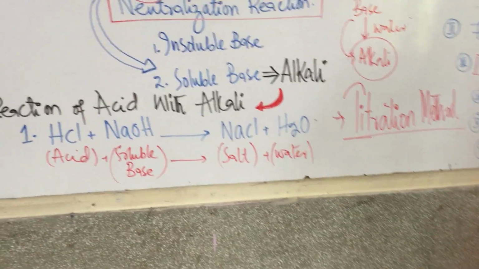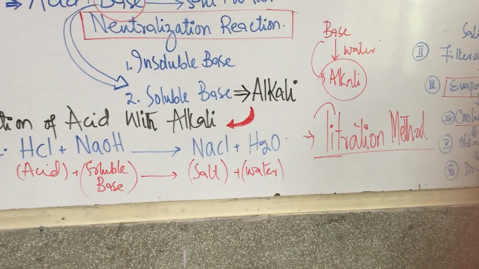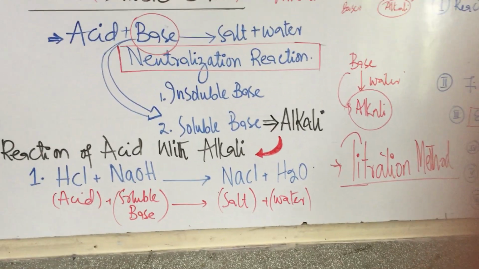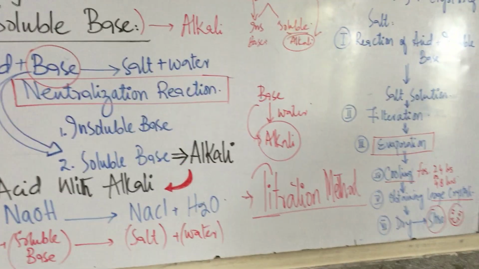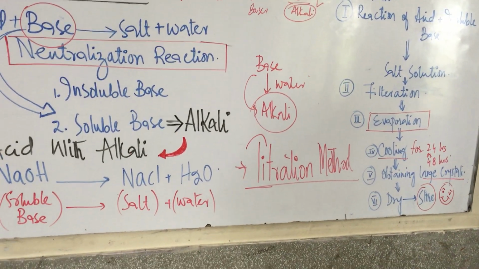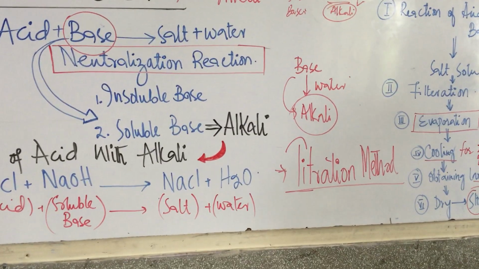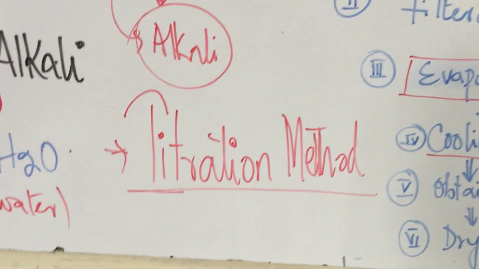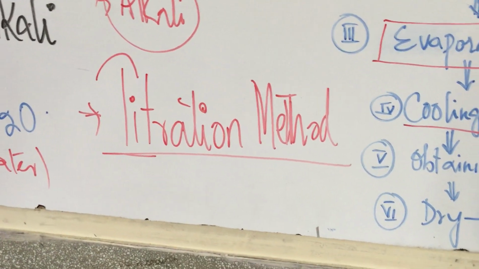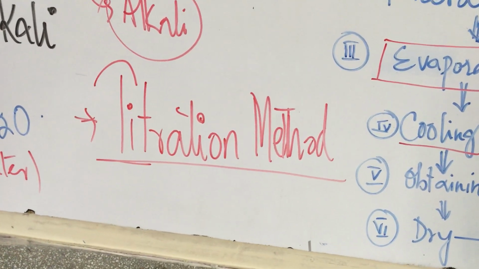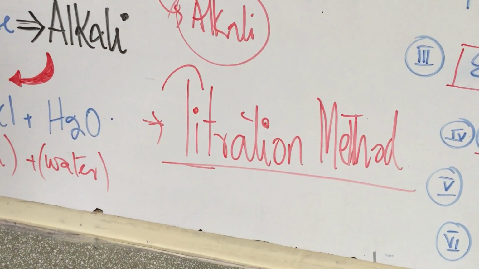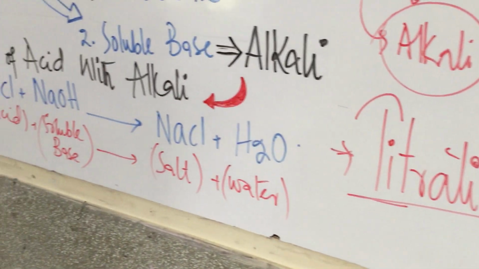But it doesn't end here. If you are interested in getting your crystals, and definitely you are because you are making salts, then you have to go for other techniques as well. And for that you will take the help of the titration method. I'm simply telling you that the titration method is one of the analytical methods in which we are able to get to know the quantitative aspects of what we are using in our reaction.